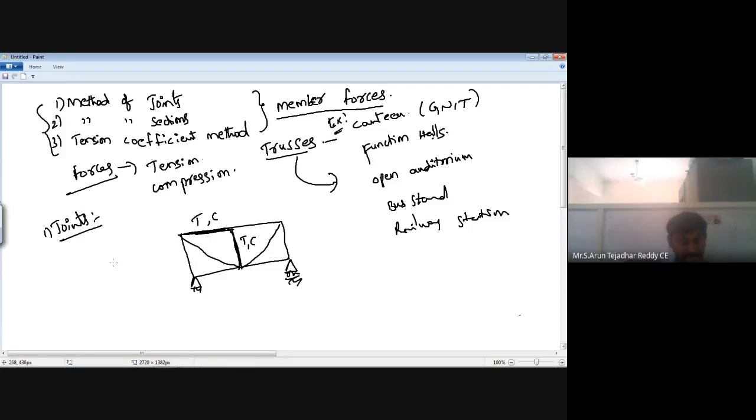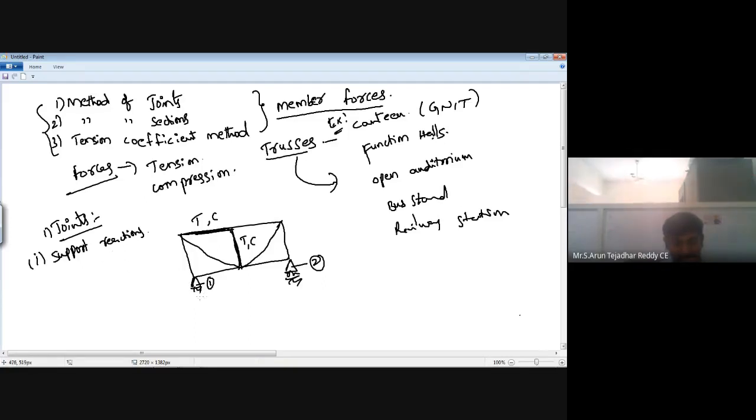Method of joints. In the method of joints, I will be giving one truss. For example, this is one of your trusses. By using the method of joints, what is the first step? That is to calculate support reactions. If you observe this diagram, there are totally two supports. This is the first support and this is the second support. Only two supports are available, so first of all we need to find the support reactions.